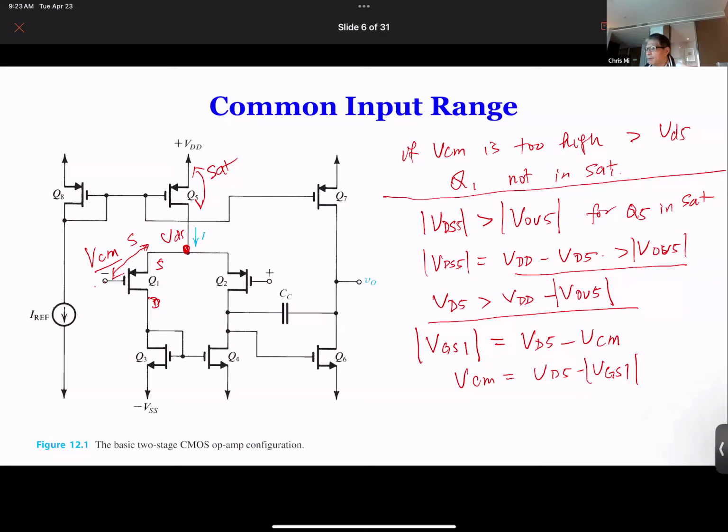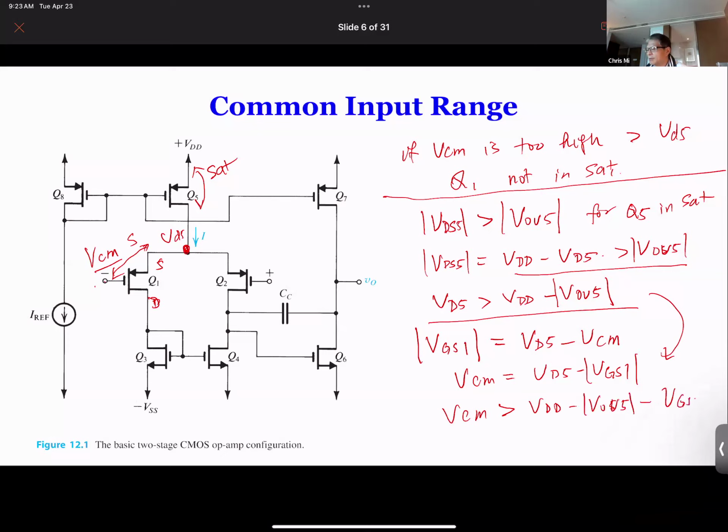We got this value, and VD5 we already have. Plugging it in here, we got VCM has to be larger than VDD minus VOV5 minus VGS1. So the next step is that we need to find what VGS1 is, because VGS1 has to be larger than, okay, let's go on stage.